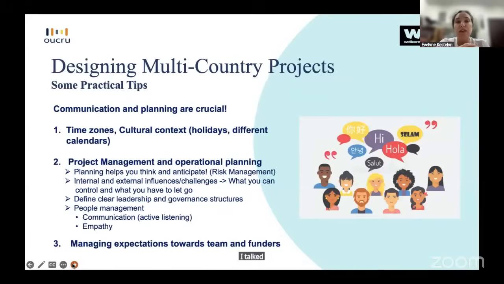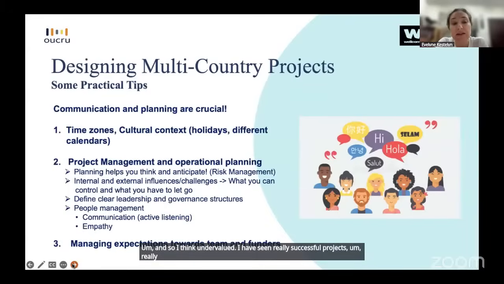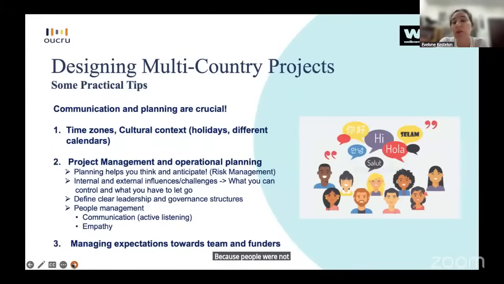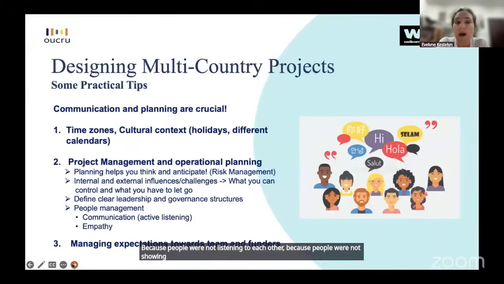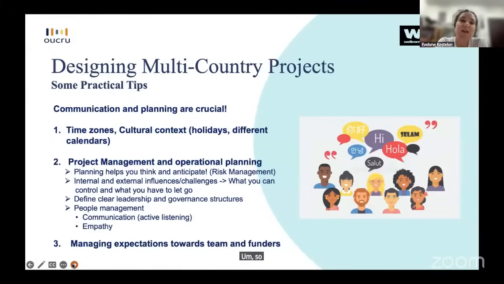I talked about communication already. People management and communication are so important, and so, I think, undervalued. I have seen really successful projects get off the rails because of bad communication, because people were not listening to each other, because people were not showing empathy for each other's context. So don't underestimate the soft skills and the people management.